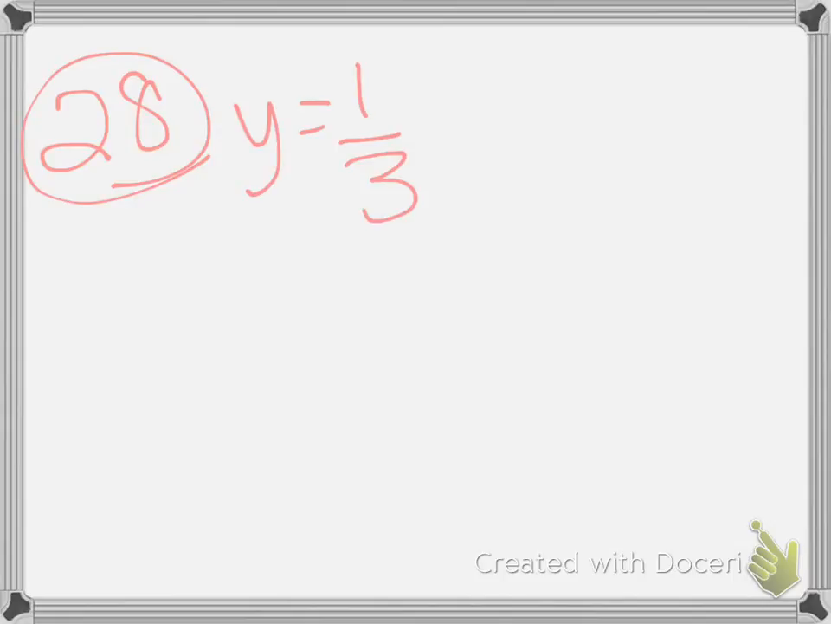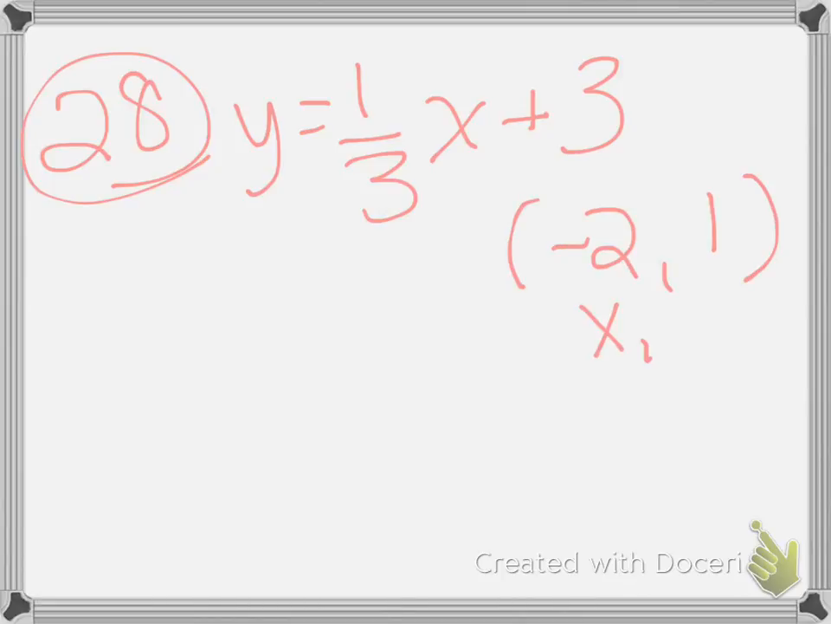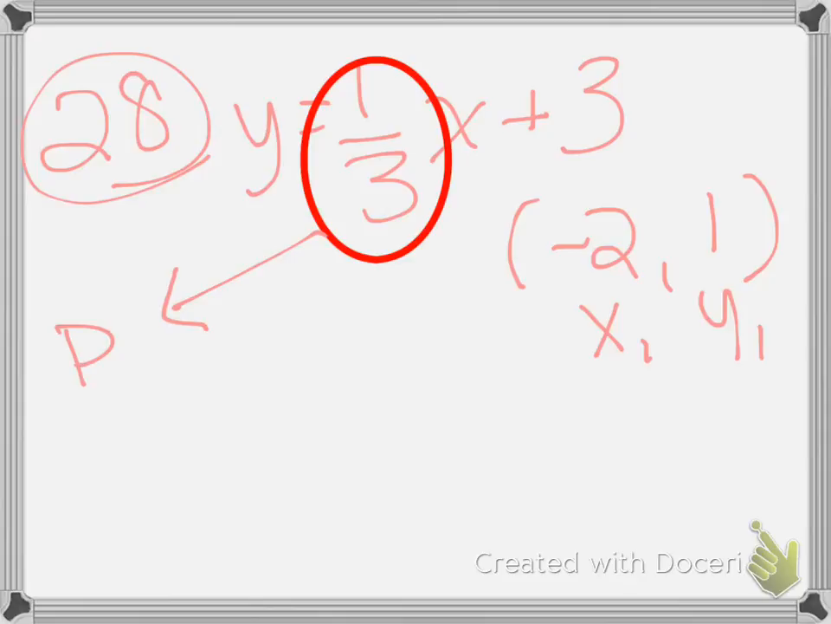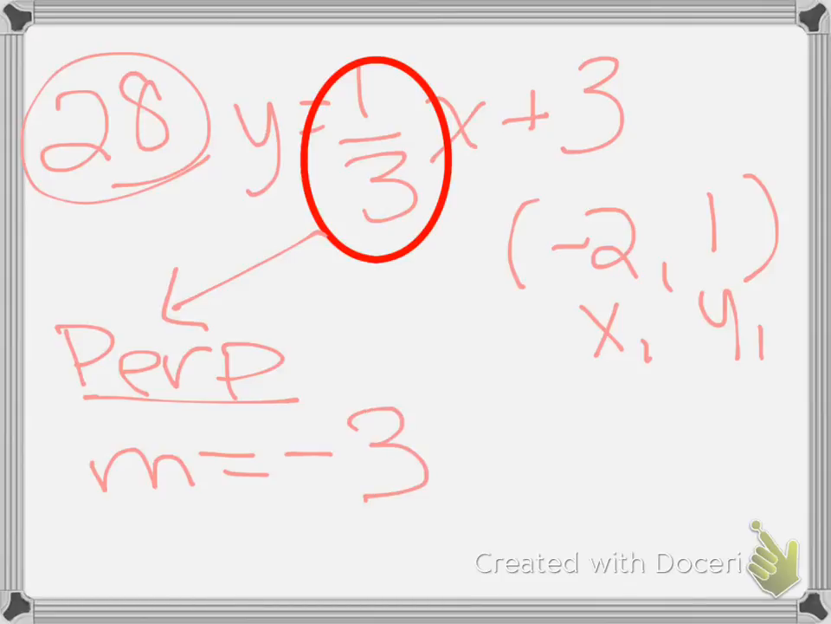I'm finally going to discuss number 28, and forgive me for rushing, but you can rewind and watch again. Okay. We have y = 1/3 x + 3. We have a point (-2, 1). Again, I'm going to put x1, y1. I have my slope here. Well, what's my new slope going to be? It's got to be perpendicular to this. So my new slope is actually going to be the reciprocal with the opposite sign.